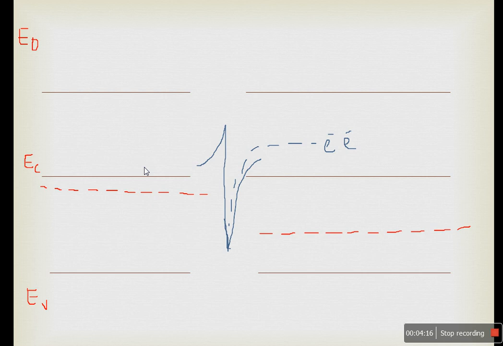For the doped material, this is the vacuum level. These lines indicate the vacuum level, and here we have the conduction band and the valence band, and this dotted line indicates the Fermi level energy. For the doped material the Fermi level is nearer to the conduction band, and for the undoped material the Fermi level is at the center between the valence band and the conduction band.